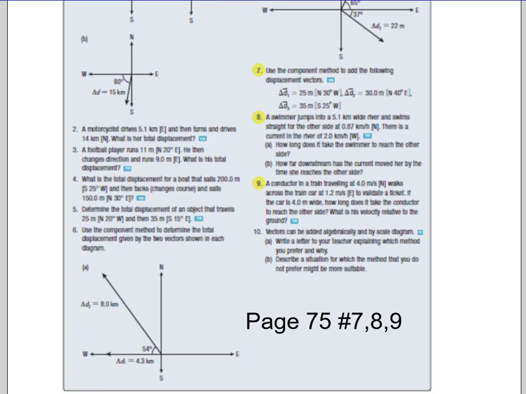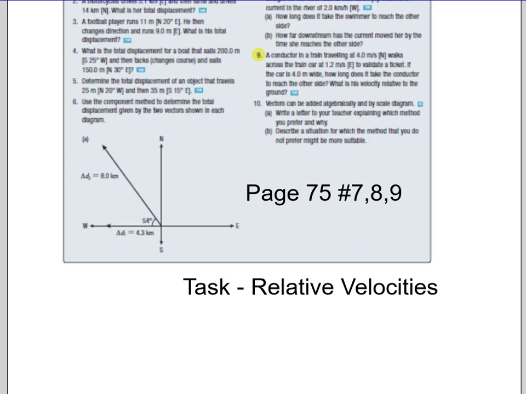that are velocity related, as well as the one displacement one, I believe. And then there was also a relative velocities task for you to look at.